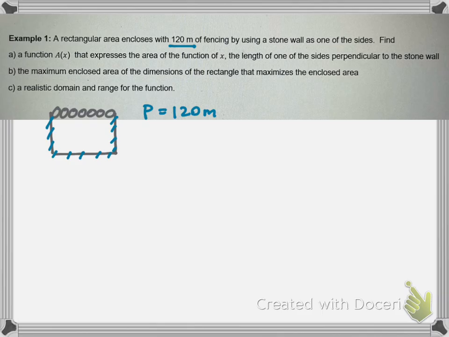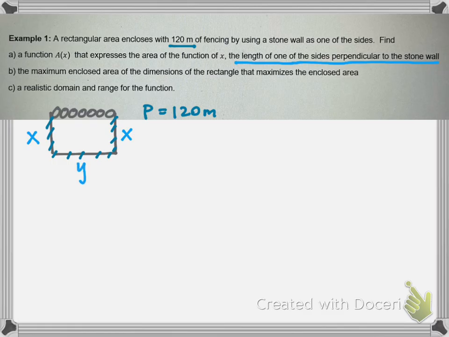So they just gave us some info. They literally told us how we're going to label each side of this diagram. The length of one of the sides perpendicular to the stone wall is this guy X and that guy X. Now I don't know the longer side, so I'm going to use a different variable and I'm going to call that Y.